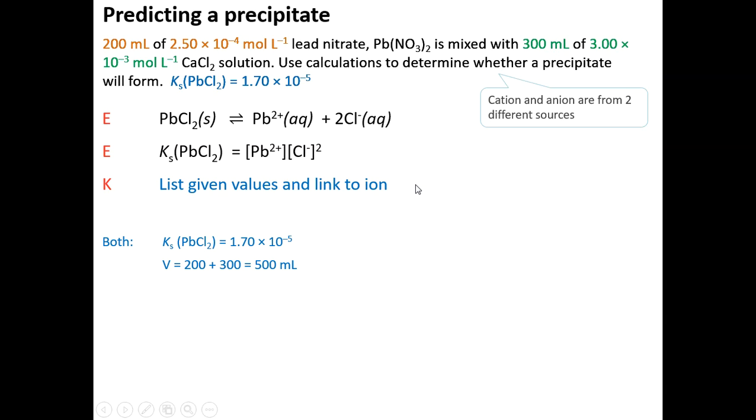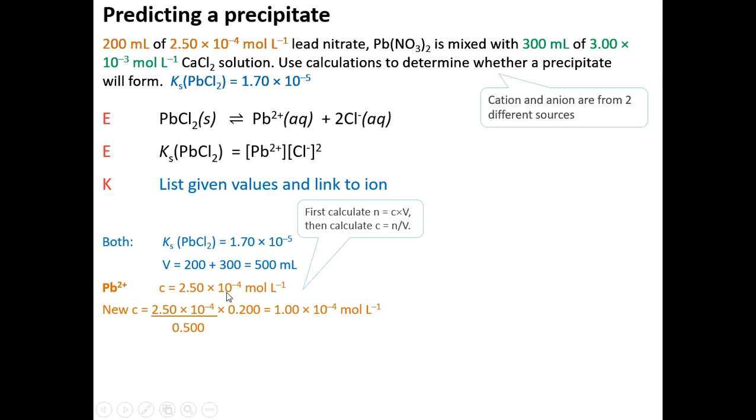Now I suggest you always list what we've got and link them to the ion. So in orange is our lead. Remember we've got to change our concentration, which we've done over there. And now it's the chloride. For the chloride, we also have to calculate the new concentration. So again, we take the old concentration, divide by 0.5, and multiply by 0.3, and the milliliters cancel out.